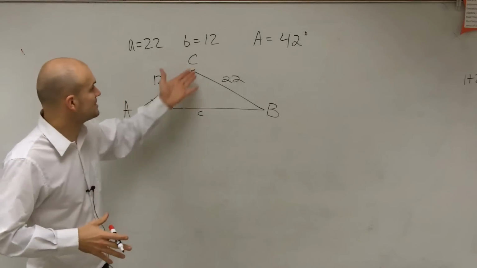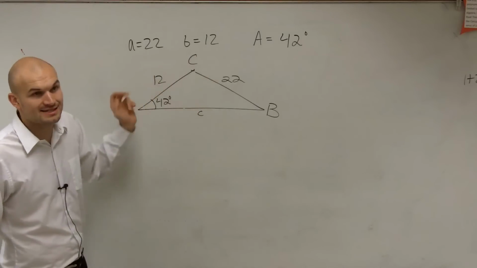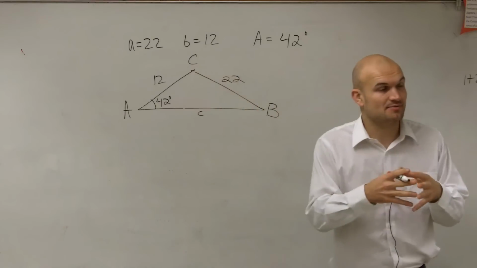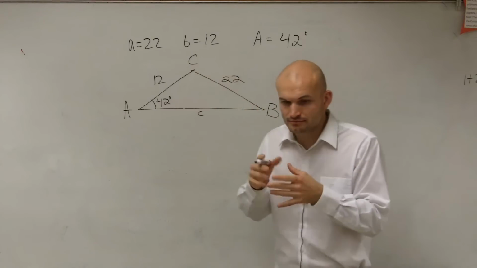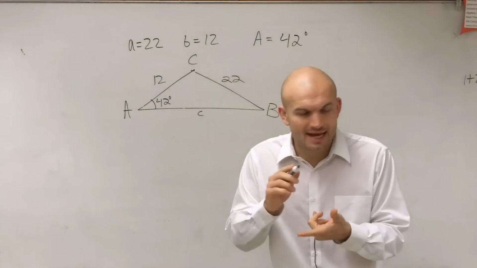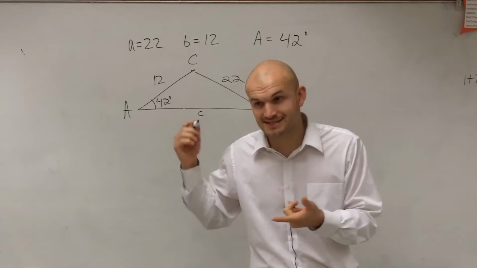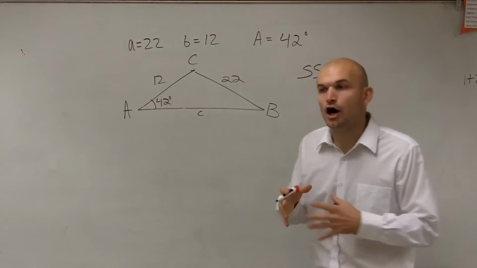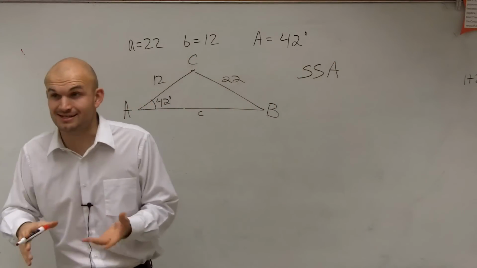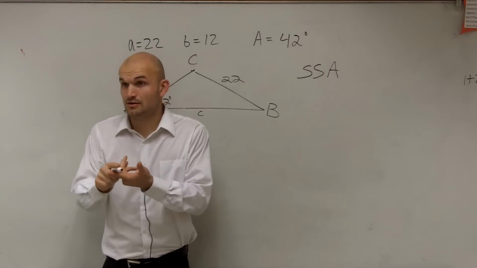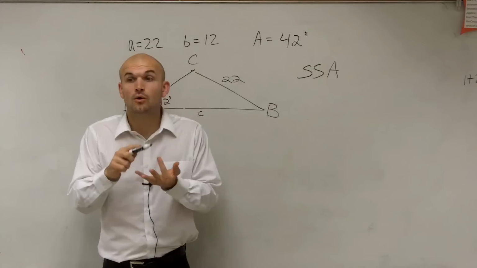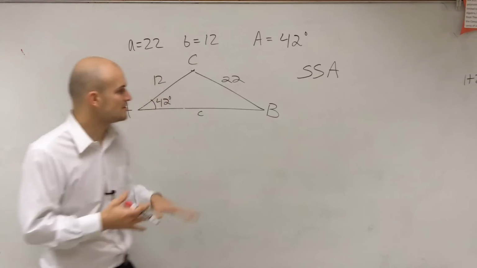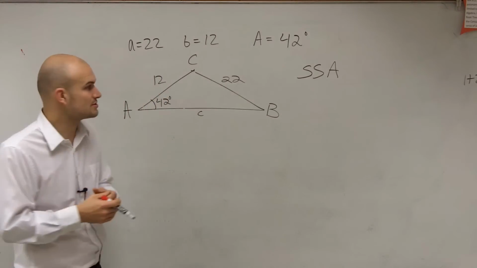So the first thing that we notice is when dealing with something that has side-side-angle, we could have an ambiguous case. We talked about that last class period. Whenever you have side-side-angle, always think there's an opportunity for you to have one answer, two answers, or no answer. So this is what we call the ambiguous case. Let's take a look at this problem and see how it works.